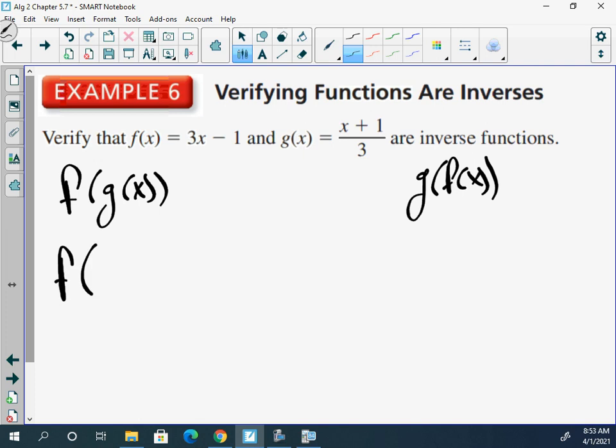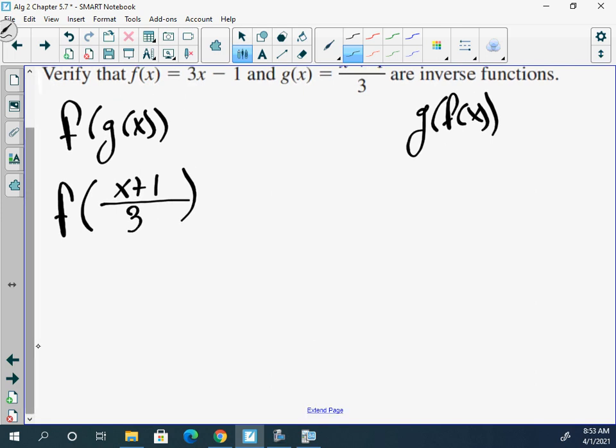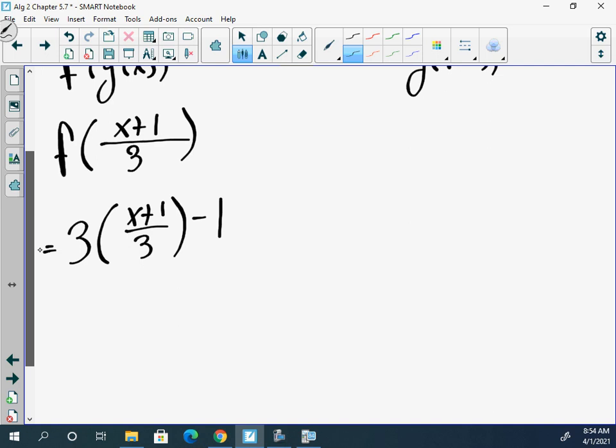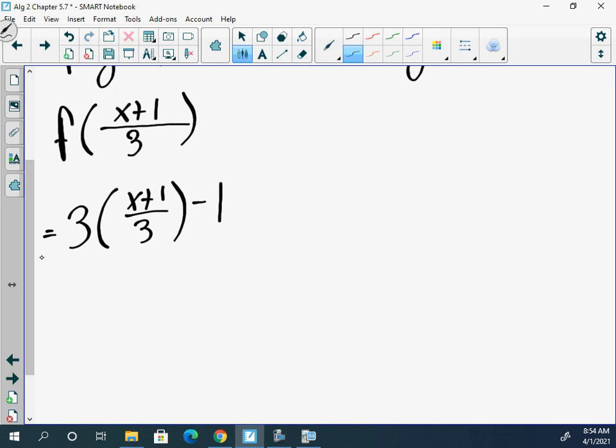Well, our g of x function is x plus 1 over 3. Well, that's not a bad place to start. And then we take this here, x plus 1 over 3, and plug it in for x, which would be 3 times x plus 1 over 3 minus 1. Any questions on how we got to this point so far?